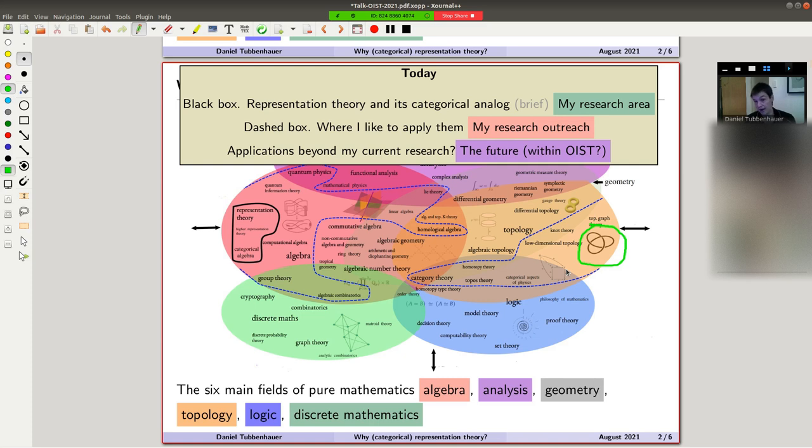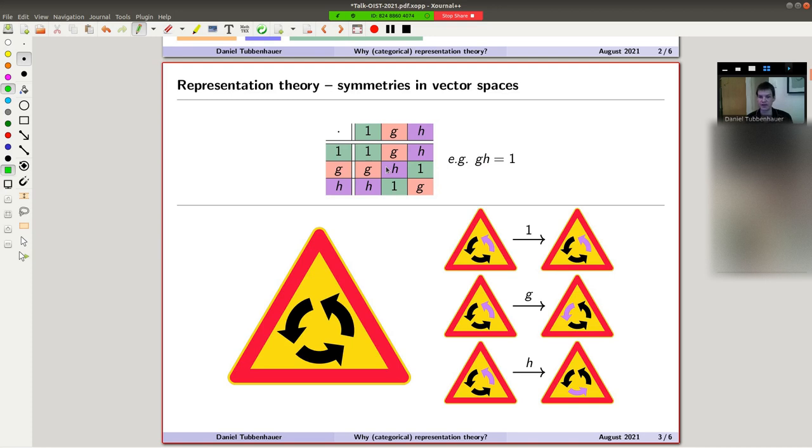But first of all, I would want to get started with what is representation theory and why should I care, and at the very end I will explain a modern version of representation theory, which I will go a little bit into depth on in the second talk. So here I will be really brief, because 45 minutes will fly by in a blink of an eye. So representation theory started as follows.